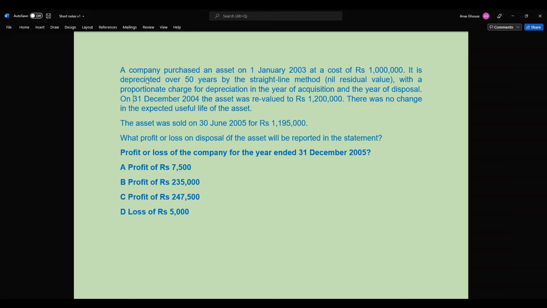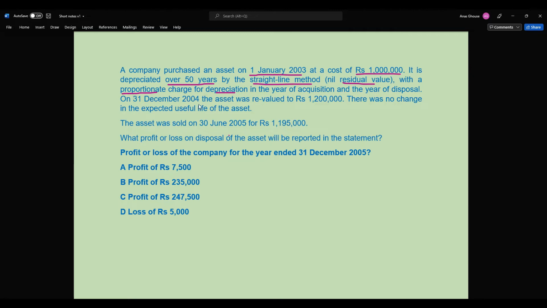Let's look at this question. A company purchased an asset on 1st January 2003 at a cost of rupees 1 million. So 2003, the cost is 1 million. It is depreciated over 50 years by the straight line method. Nil residual value. There is no residual value. With a proportionate charge for depreciation in the year of acquisition and the year of disposal. So you need to take the proportionate depreciation.